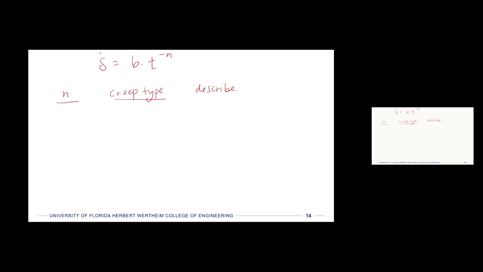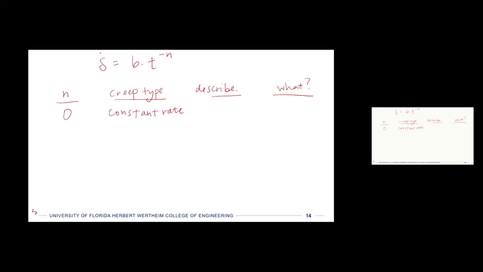If we then sort of reintegrate that, and then what it applies to, what types of situations. Okay, so this is not in the textbook, but they describe it like this in the textbook, so I went ahead and made a chart. We'll start with sort of the easiest one. If n is equal to 0, then our creep rate is actually constant. So it's a constant rate creep. Because if we put 0 in there as the exponent, t to the 0 is 1. So we just have delta dot equals b. The creep rate is a constant.